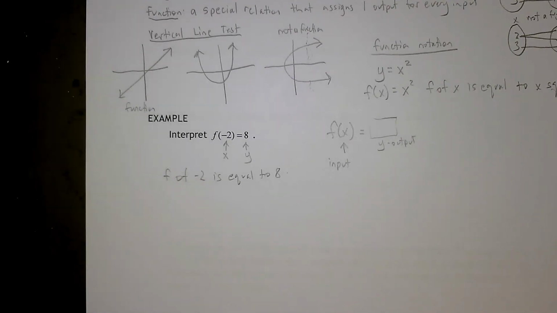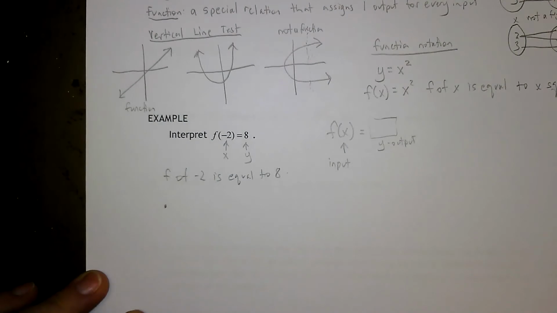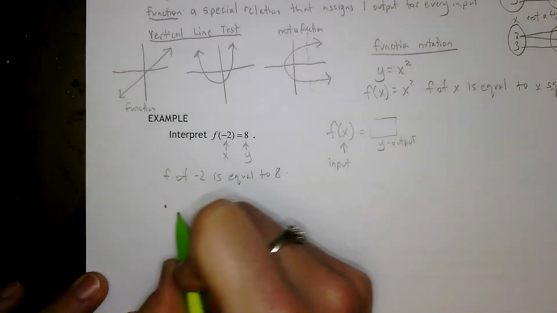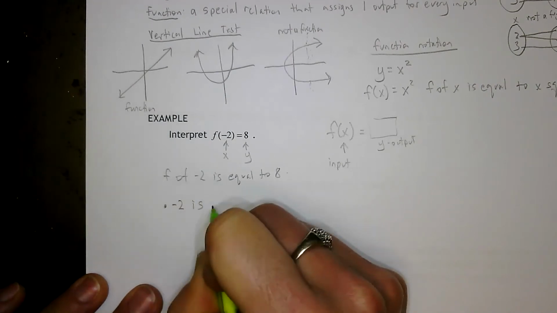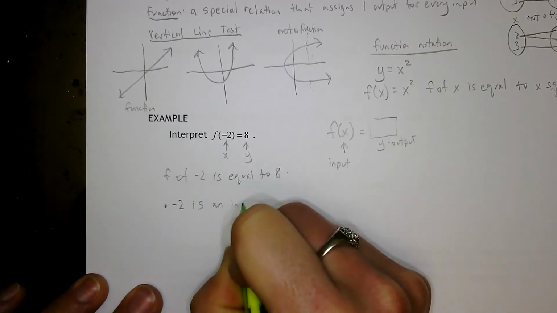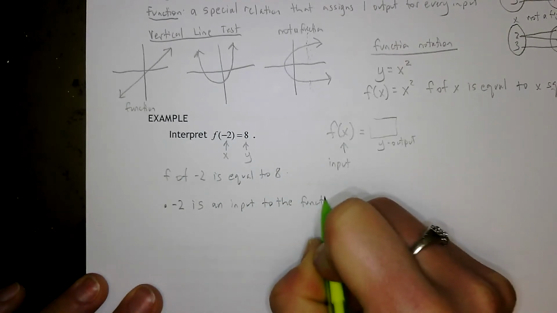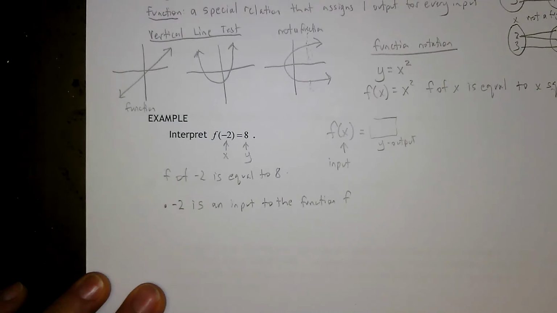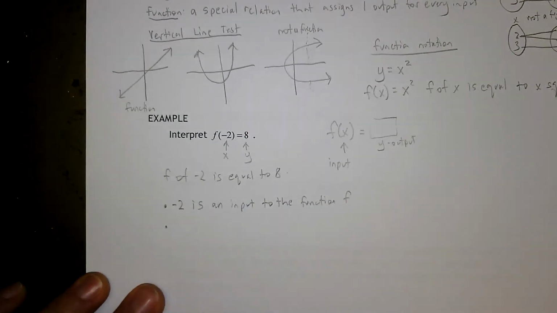I'm going to write all that down because I know sometimes it's hard to catch it all. So, there are 3 points to consider, 3 things to note. Negative 2 is an input to the function f. That's one thing that statement tells us.